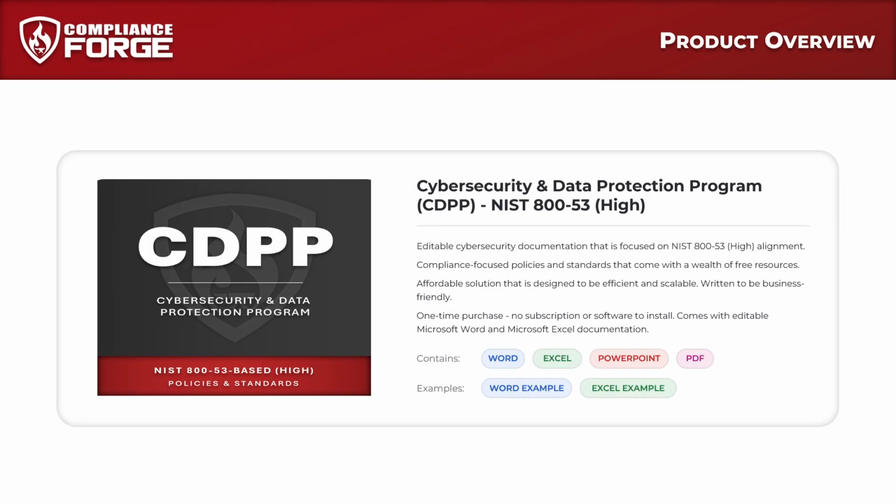Editable cybersecurity documentation focused on NIST 853 High alignment. Compliance-focused policies and standards that come with a wealth of free resources. An affordable solution designed to be efficient, scalable, and business-friendly. And a one-time purchase. No subscription and no software to install.